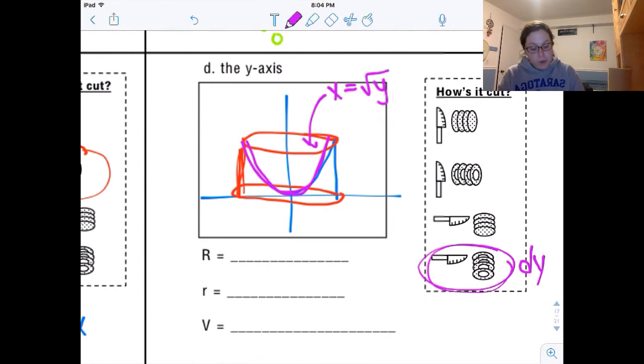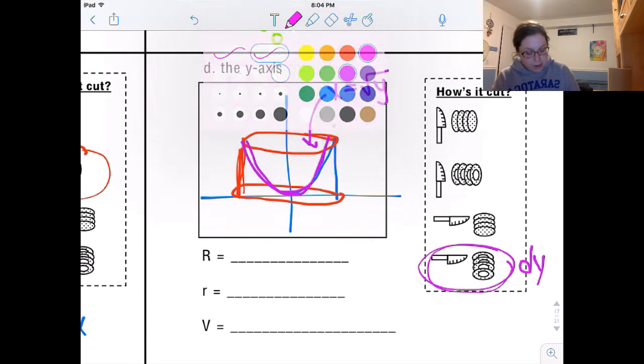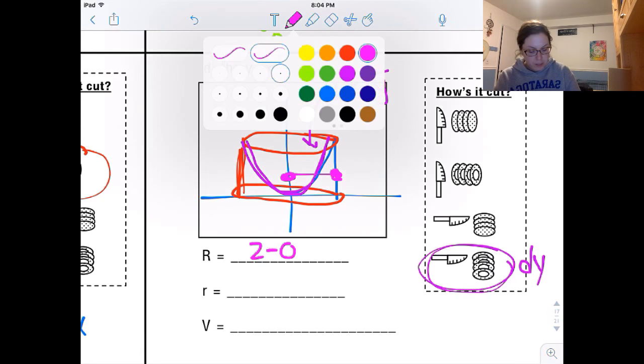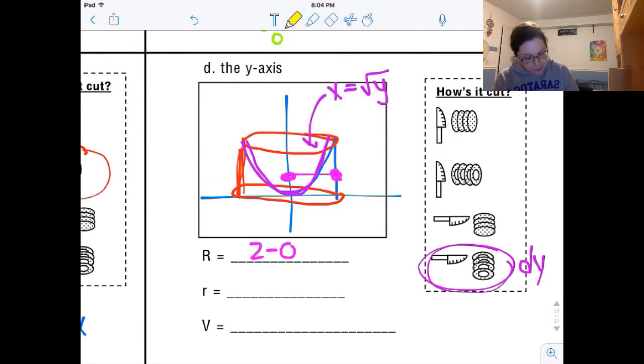So, outer radius, inner radius. Your outer radius is from your axis of rotation to that, which is at 2. So it's 2 minus 0. Your inner radius is from the axis of rotation to that, which is square root of y minus 0.